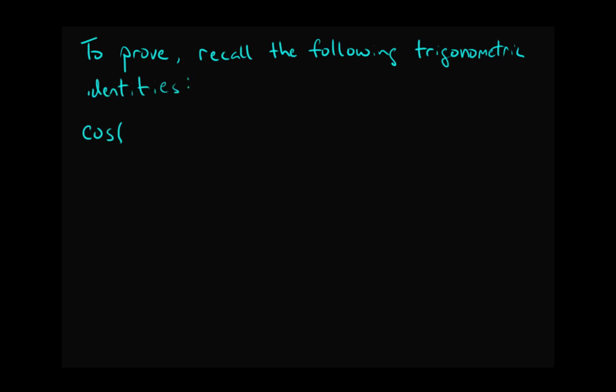So to prove this, I'm going to ask you to recall some of your trigonometry knowledge from high school trig class. Specifically, we're going to make use of the following identities: that cosine of a plus b equals the cosine of a times the cosine of b minus the sine of a times the sine of b.